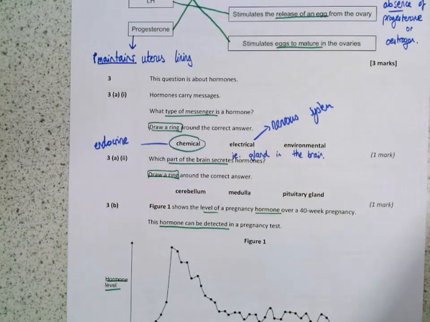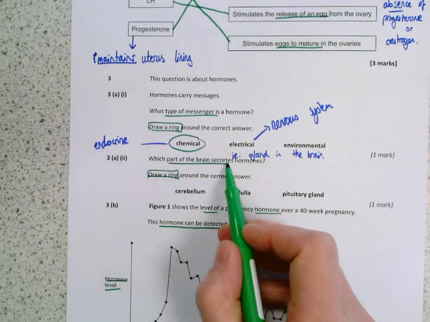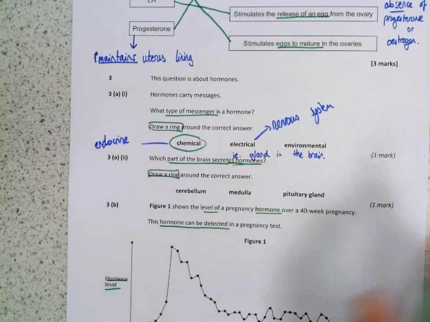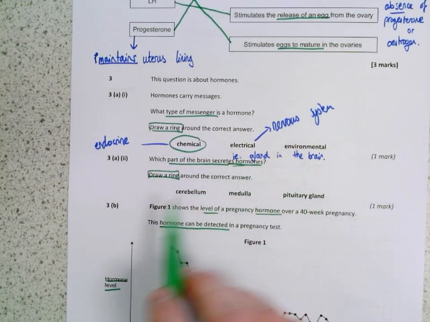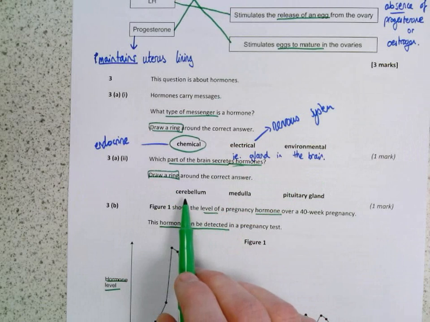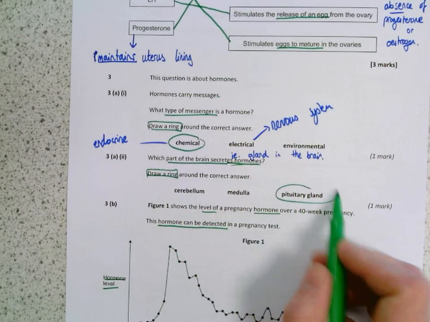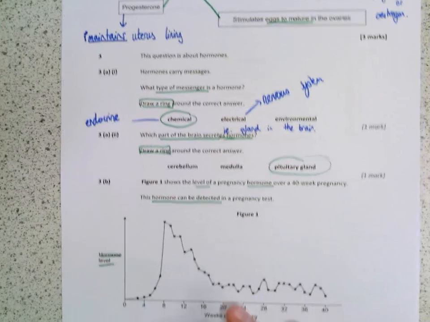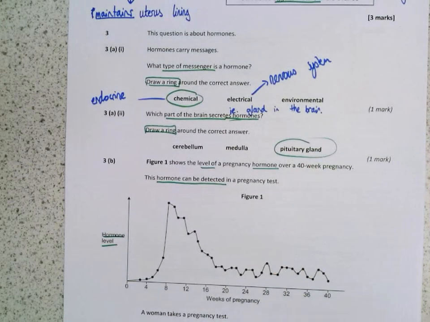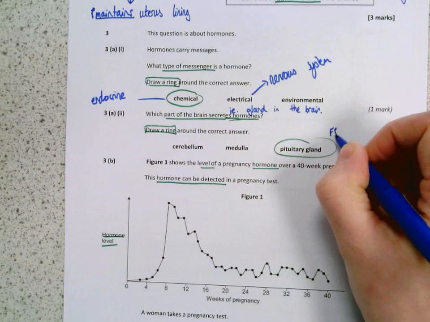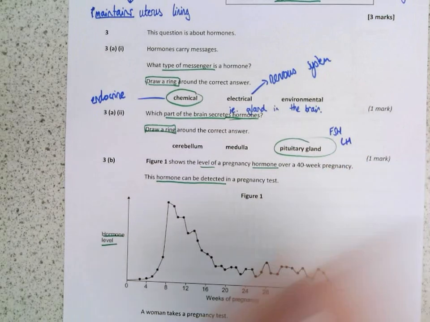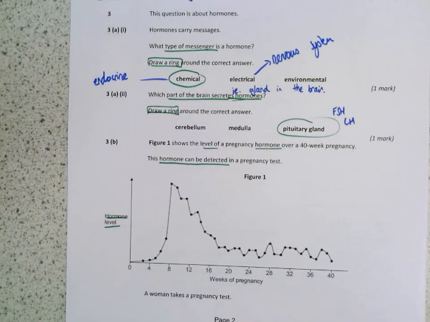Which part of the brain secretes hormones? Okay, so I want a bit of the brain, and we know that glands secrete hormones, so I'm looking for a gland in the brain. Draw a ring around it. The cerebellum gland? No. Medulla gland? No. Pituitary gland? That sounds good. Yep, indeed, it's in your brain. Secretes FSH and LH, among other things. Those are the two that we know.